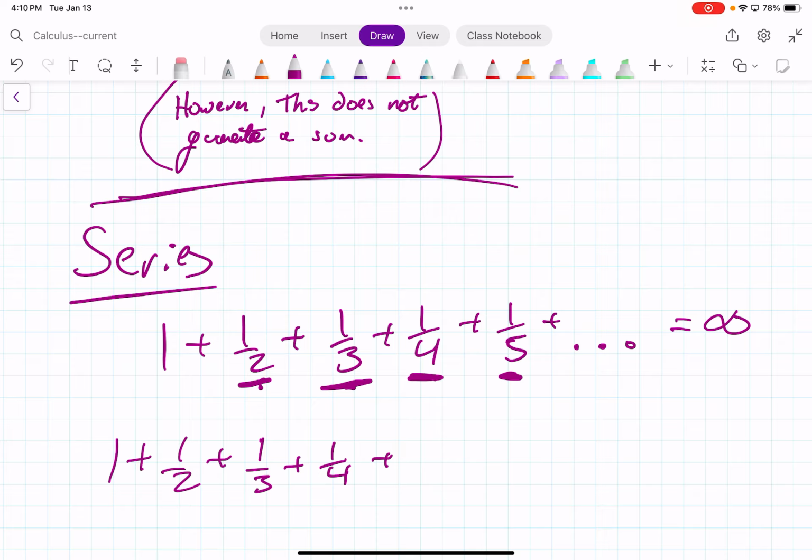But here's what it means. If you would add enough of these, I should be able to say that this answer, so if I stop somewhere, I should be able to get a number, like that side would be bigger than 100.